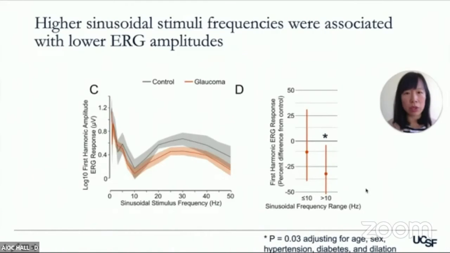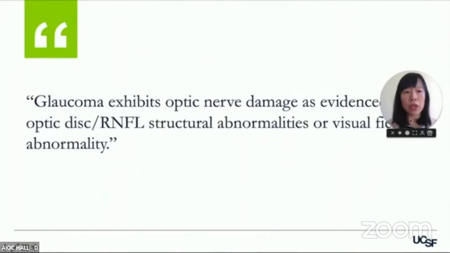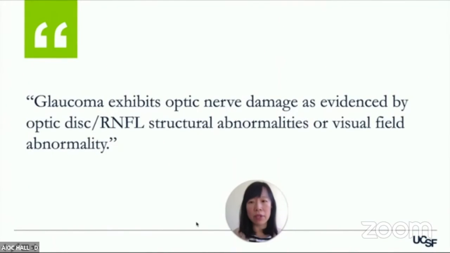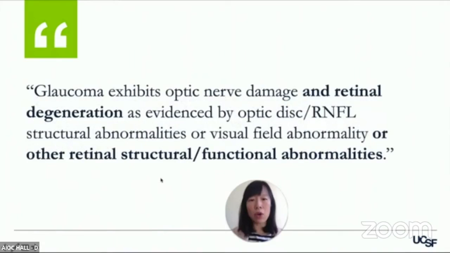And so our current paradigm is that glaucoma exhibits optic nerve damage as evidenced by optic disc and retinal nerve fiber layer or visual field abnormalities. And it is my hope that in the near future, glaucoma will be defined as exhibiting both optic nerve damage and retinal degenerative changes, and that we will be able to measure these with novel functional and imaging studies.